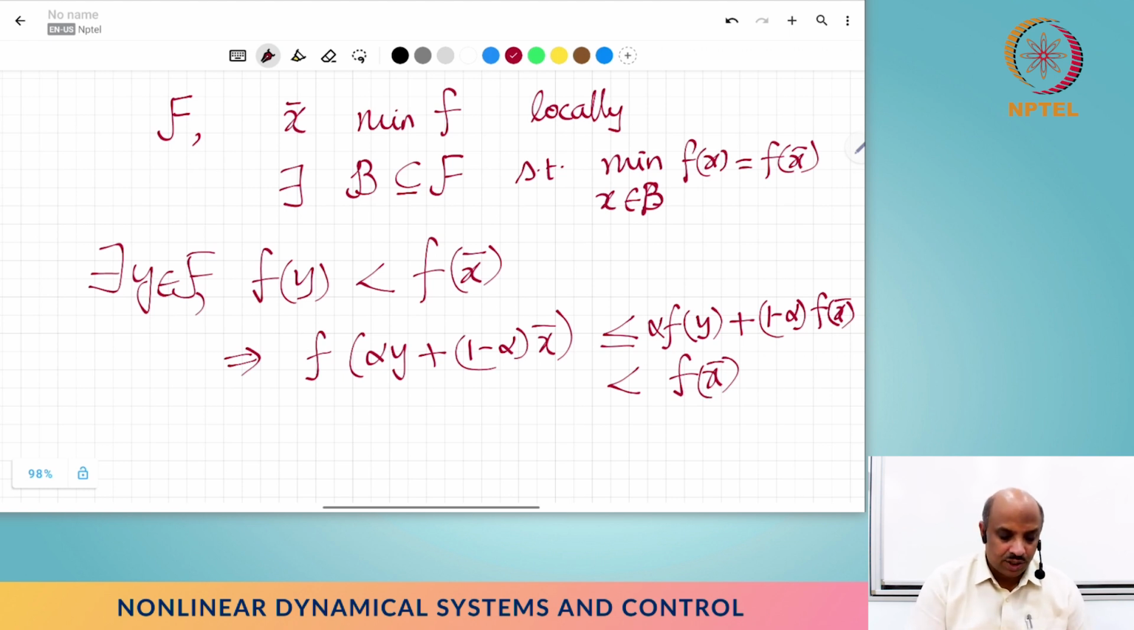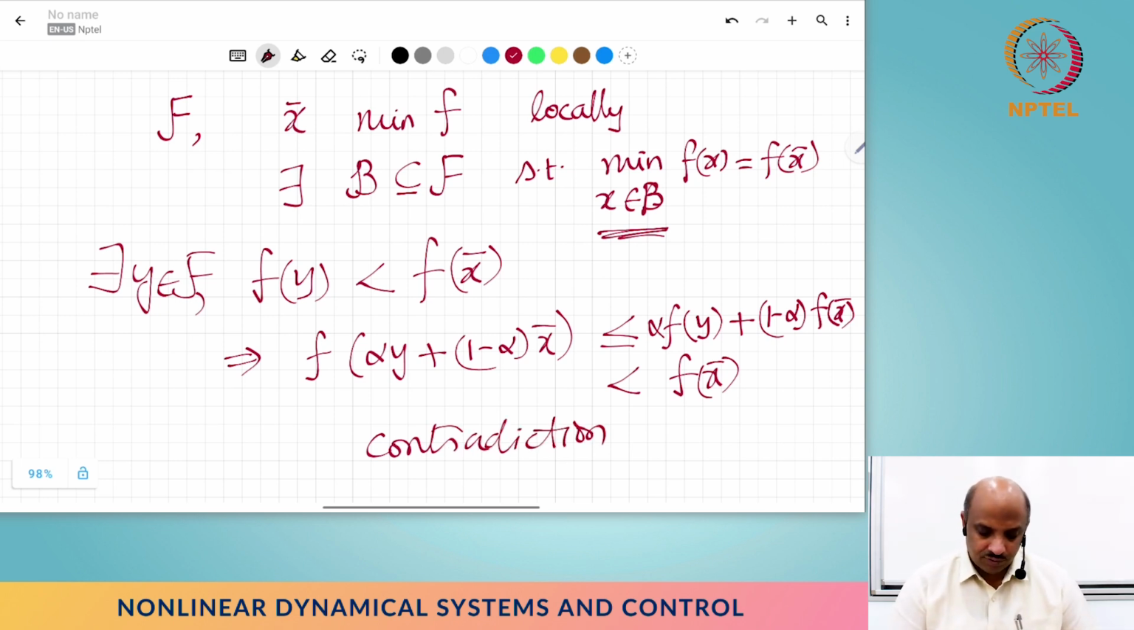But that's a contradiction, because we know that in a region around x bar, f of x bar is the minimum, and you cannot find numbers that are smaller than that. Everything has to be bigger or equal to f of x bar. So that's a contradiction. So if you have a local minimum, then that's going to be a global minimum, right?